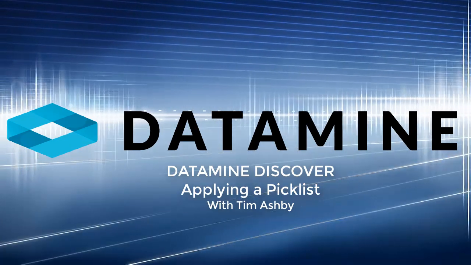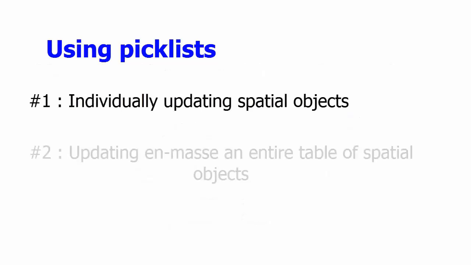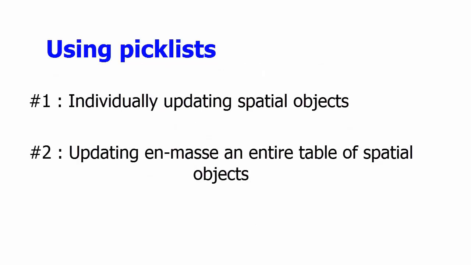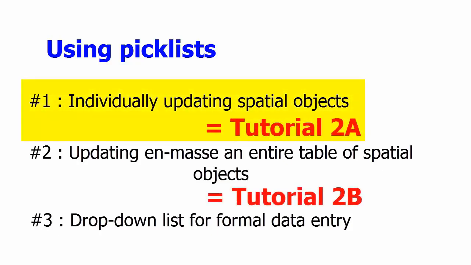Picklists serve several purposes. Firstly, they can be used for the individual update of spatial objects. Secondly, they can be used as a library table for the en masse update of spatial objects. Thirdly, they can be used in the formal data entry as a drop-down list for consistent naming conventions, with associated spatial update of the object style if required. In this tutorial, we will investigate the first two.